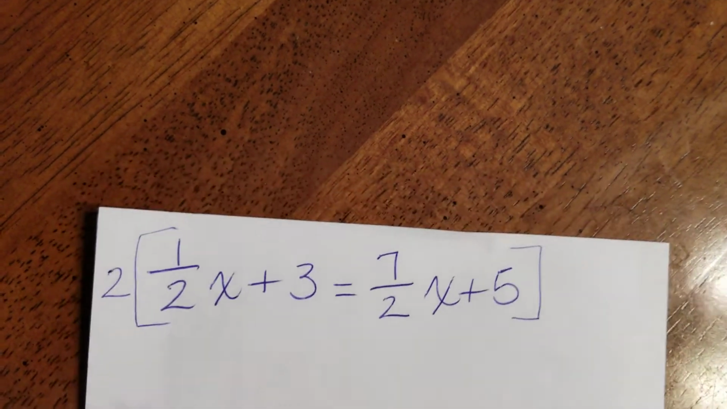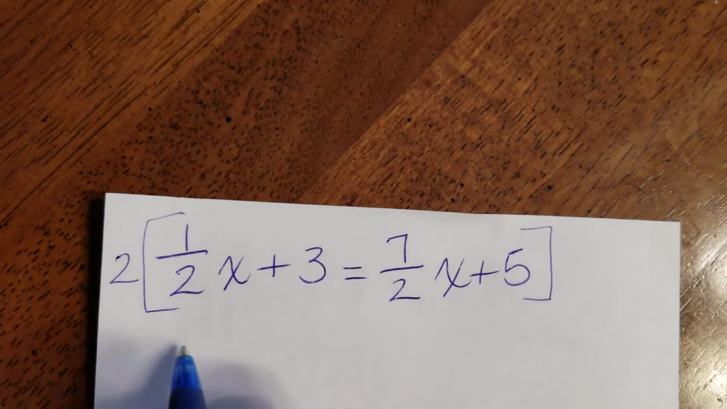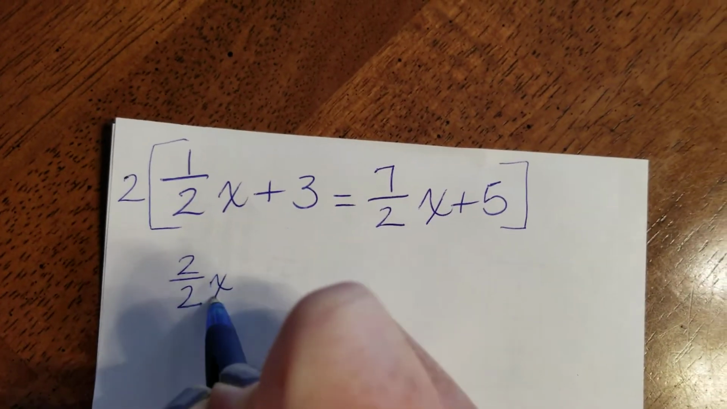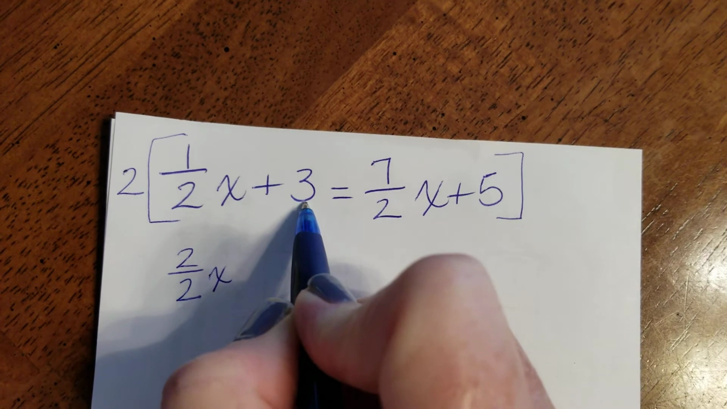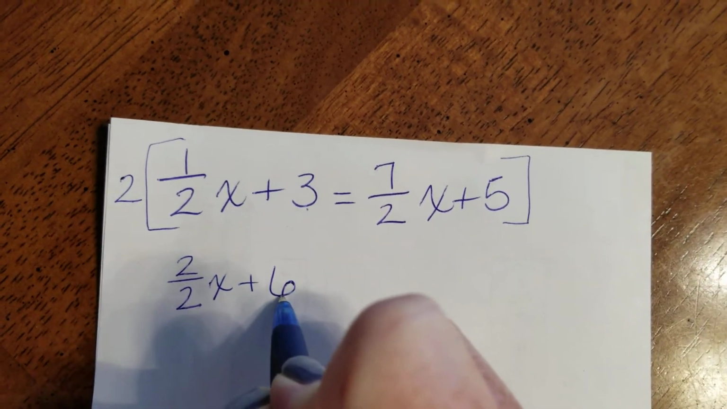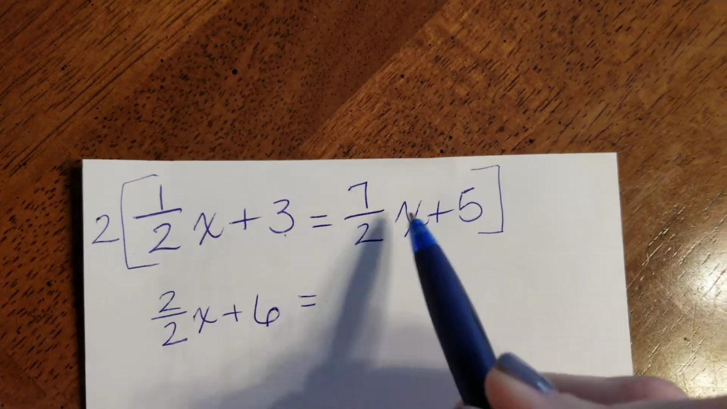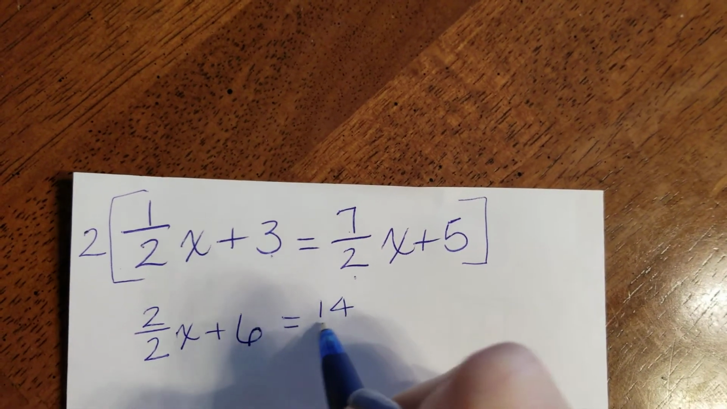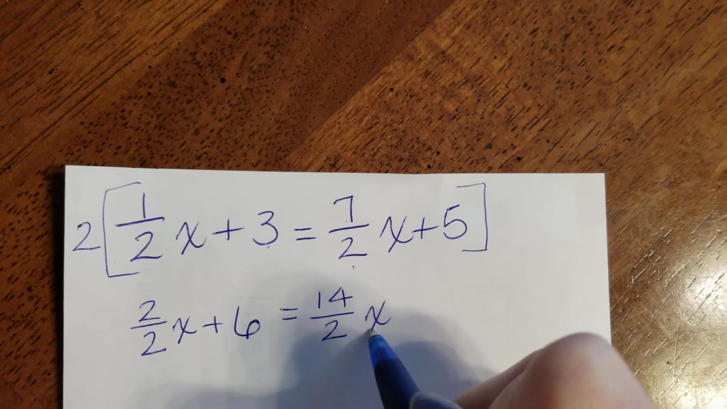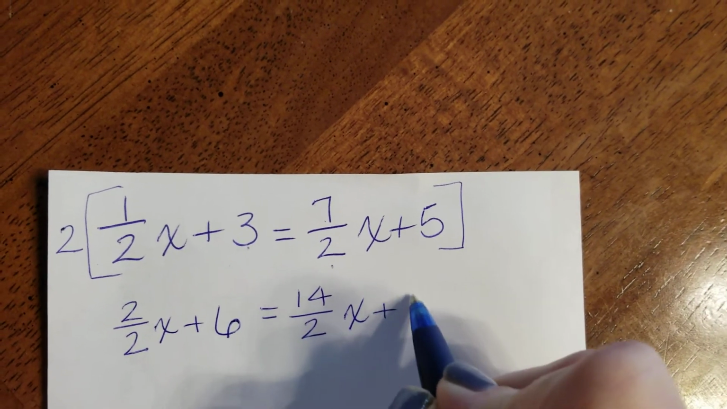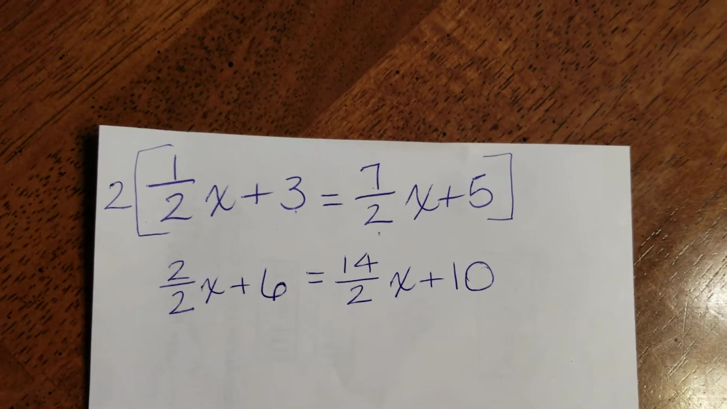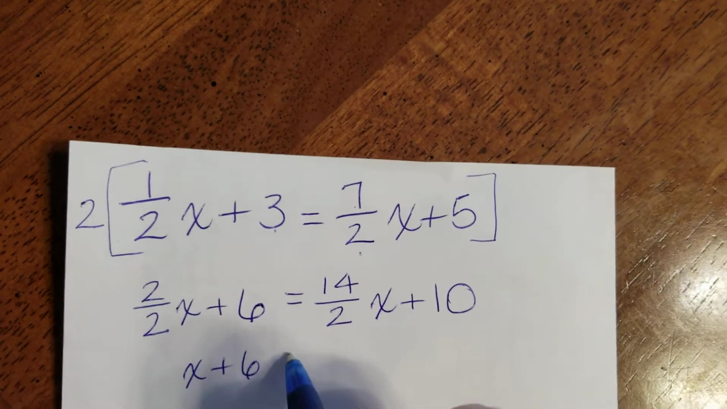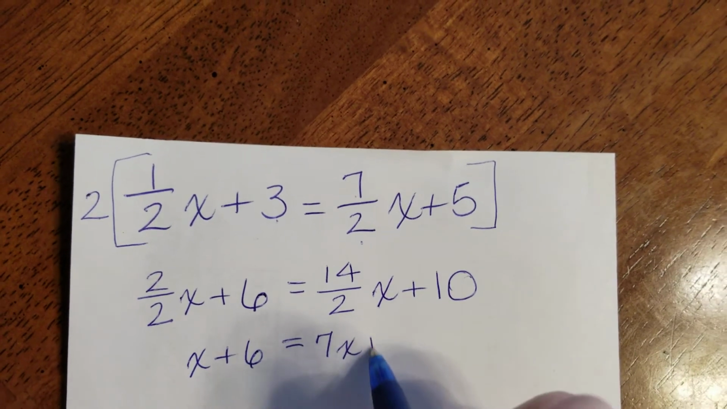Well, 2 times 1/2 is going to give us 2/2 of x. 2 times 3 is going to give us 6 equals 2 times 7/2 is going to give us 14/2 of x plus 10. Let's simplify. This will give us x plus 6 equals 7x plus 10.